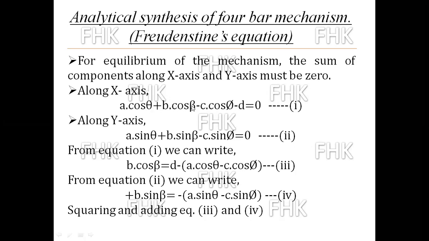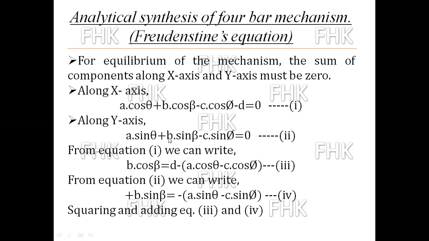Okay, b cos beta is equal to d minus this term, so it will become d minus a cos theta minus c cos phi. I will take this complete term in a bracket, and this plus bracket will become minus bracket, minus a cos theta minus c cos phi. This will become equation number 3, from equation number 1.